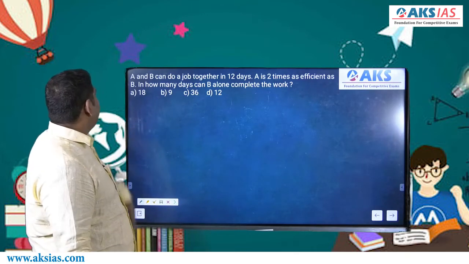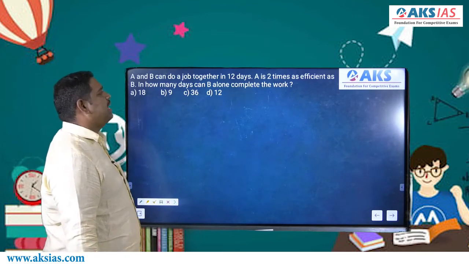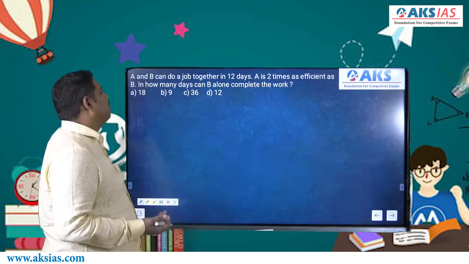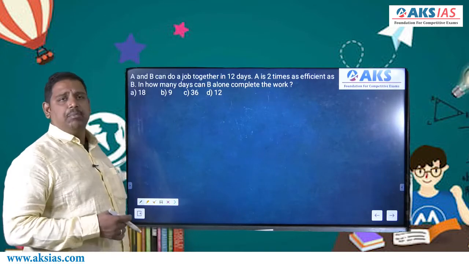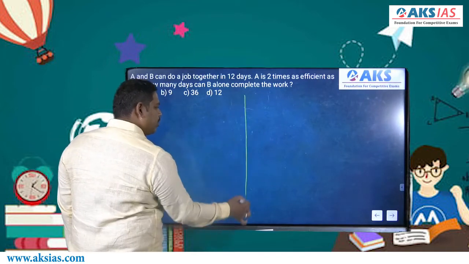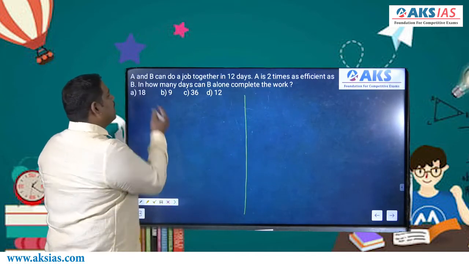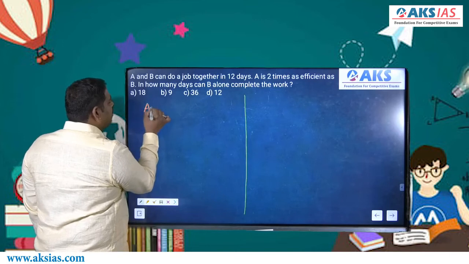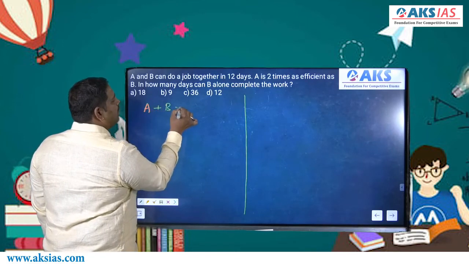So A and B do a job together in 12 days. A is 2 times as efficient as B. In how many days can B alone complete the work? This kind of question you can work out in 2 ways. Let us go with the first way. A and B together can complete a piece of work in how many days? 12 days, right?